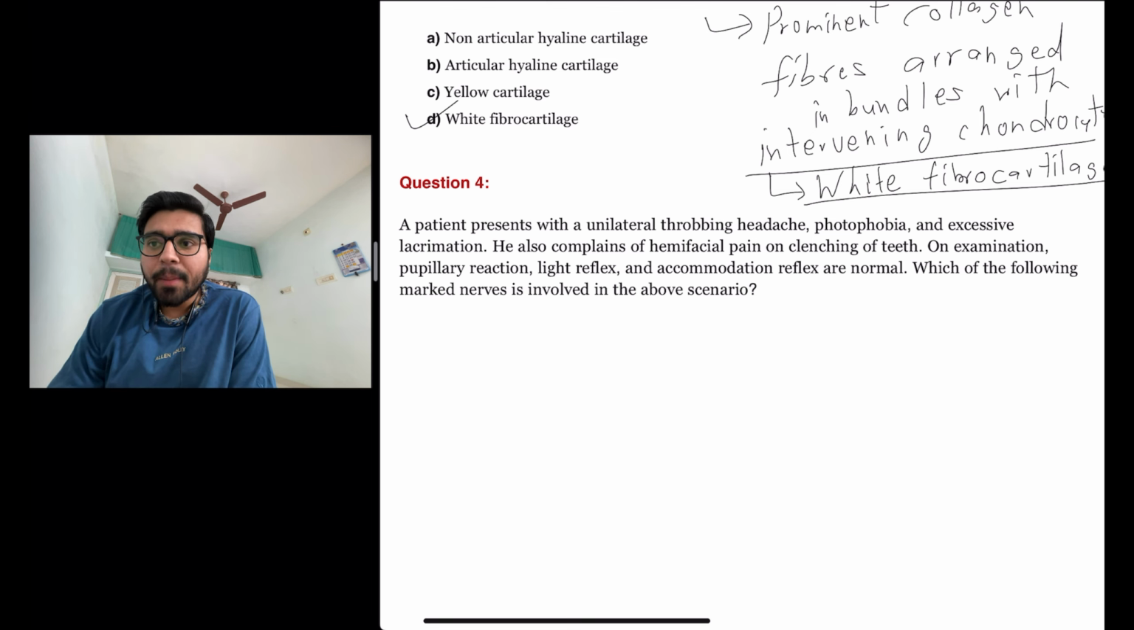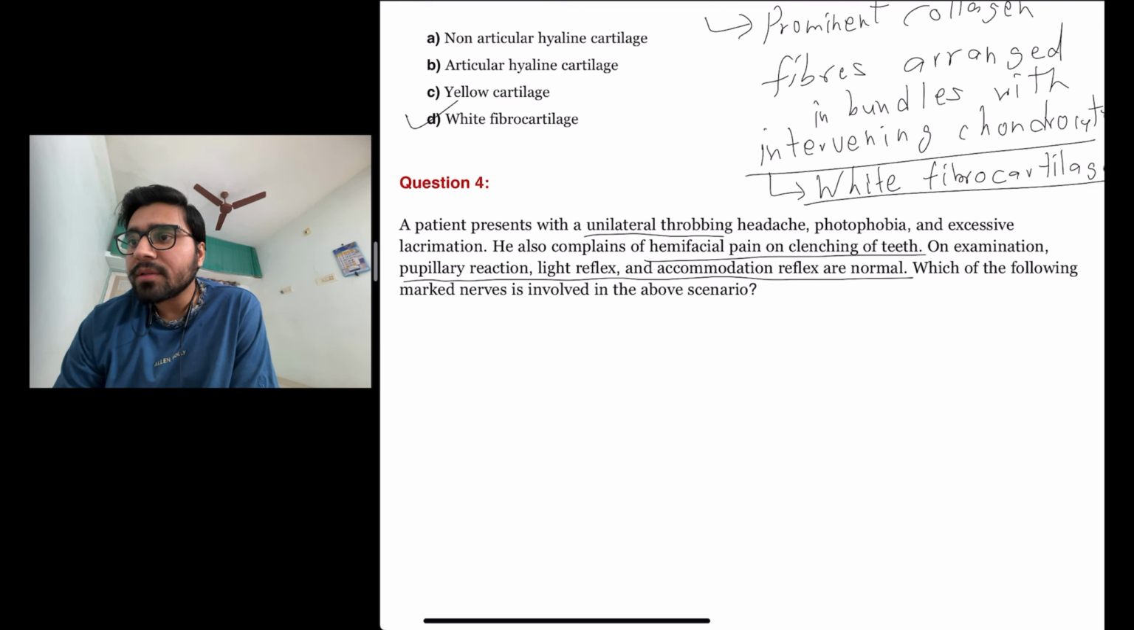The next question is: a patient presents with a unilateral throbbing headache, photophobia, and excessive lacrimation. He also complains of hemifacial pain on clenching of teeth. On examination, pupillary reaction, light reflex, and accommodation reflex are normal. Which of the following nerves is involved in the above scenario? So there is hemifacial pain on clenching of teeth. The pupillary reaction, light reflex, and accommodation reflex are actually normal. Unilateral throbbing headache, photophobia, and excessive lacrimation are present.